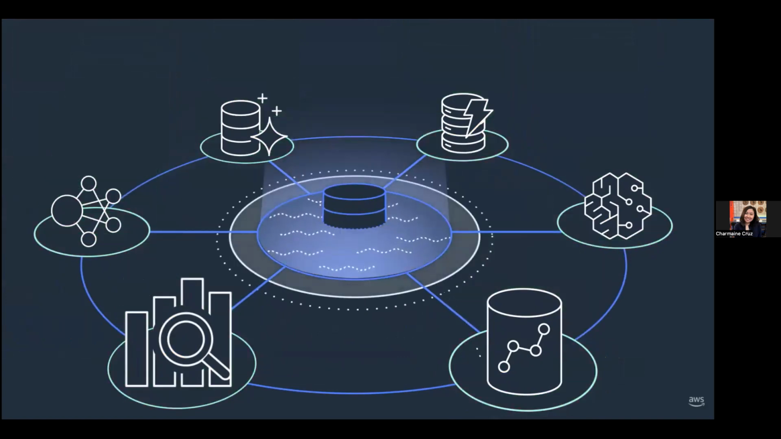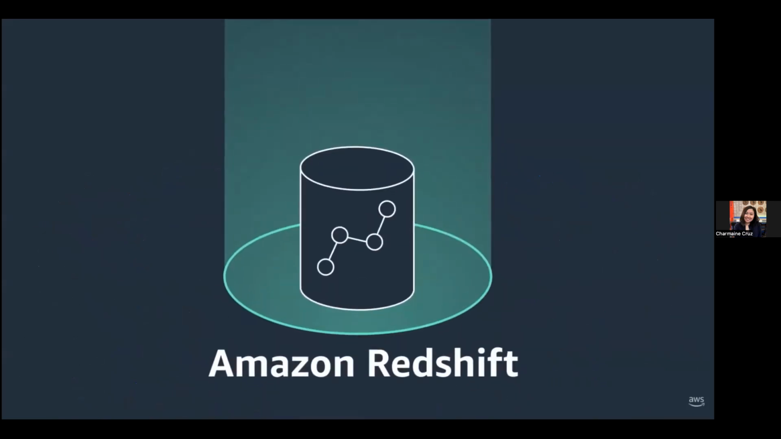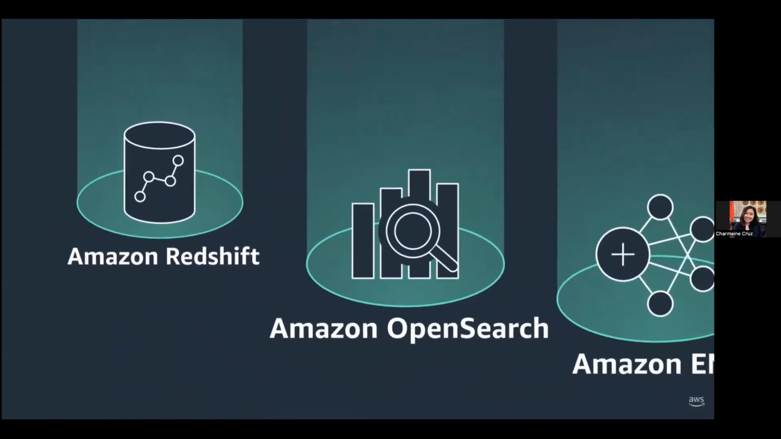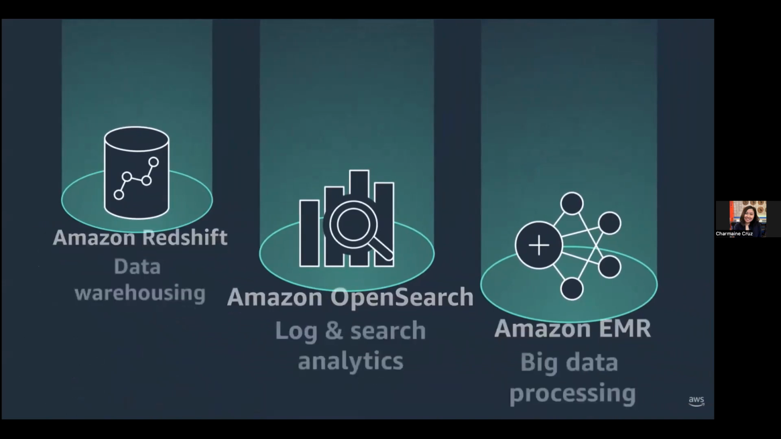At the center are scalable data lakes. Amazon S3 is built to store and retrieve any amount of data with unmatched availability. Then there are the purpose-built data services. Amazon Redshift provides super fast results to complex queries. Amazon OpenSearch Service lets you quickly log and search analytics. And Amazon EMR makes it easy to process petabyte-scaled data.